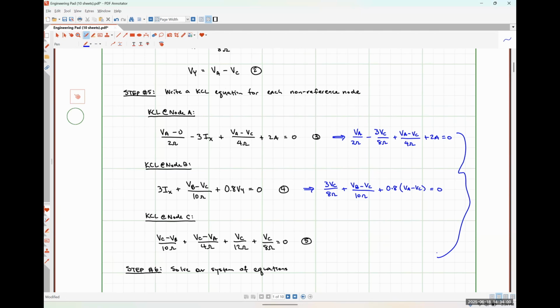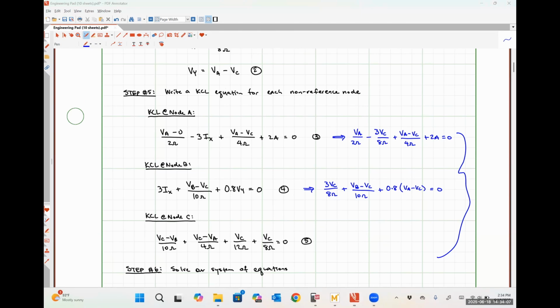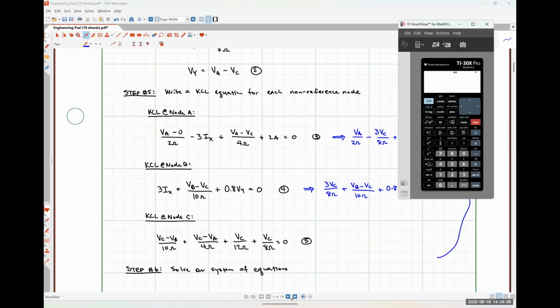So I know that not all of you are super familiar with how to use your calculators to do this. So I updated my license for my virtual TI calculator.